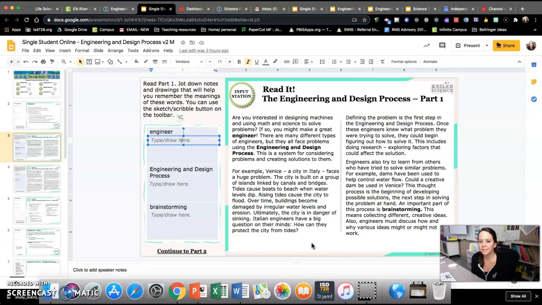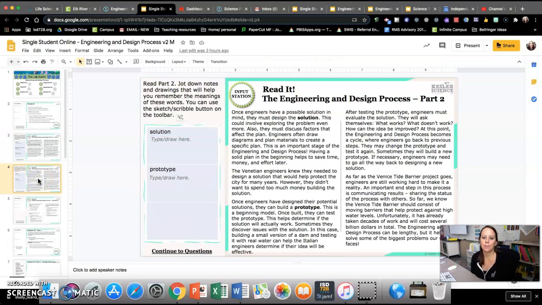For example, dams have been used to help control water flow. Could a creative dam be used in Venice? This thought process is the beginning of developing possible solutions, the next step in solving the problem at hand. An important part of this process is brainstorming. This means collecting different creative ideas. Also, engineers must discuss how and why various ideas might or might not work.